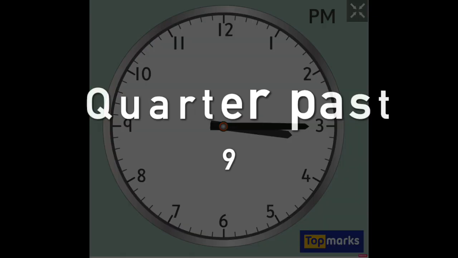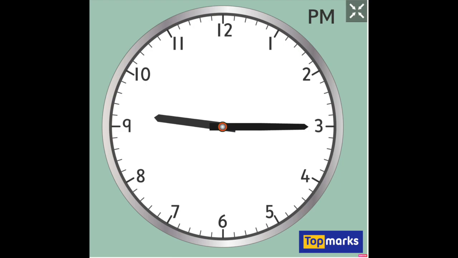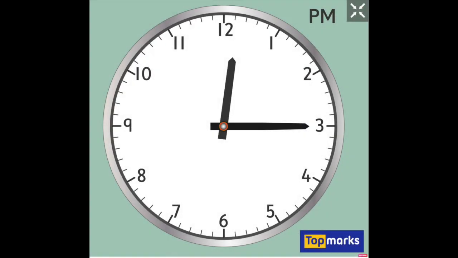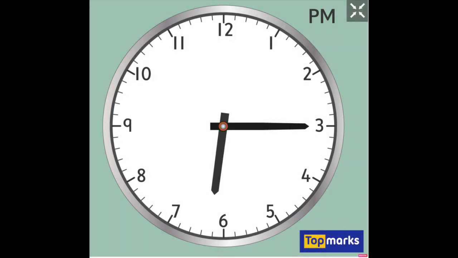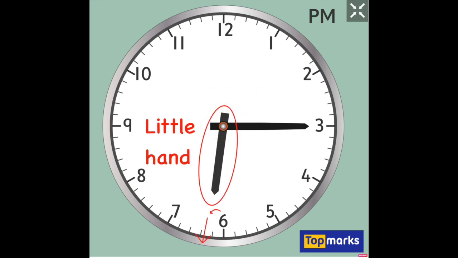So 9:15 would look like this. 12:15 would look like this. And 6:15 would look like this. As you can see, each time it was quarter time, the big hand pointed to 3, and the little hand was always pointing a little bit past the hour in question.